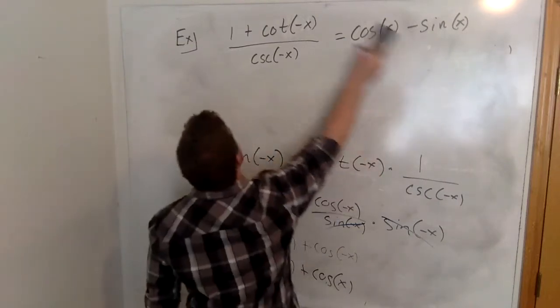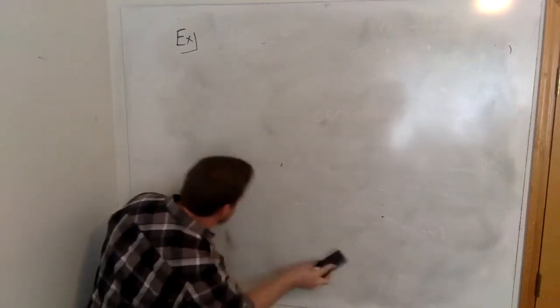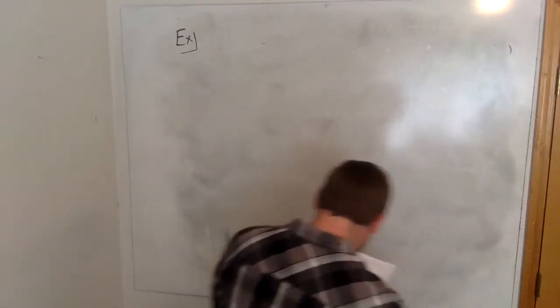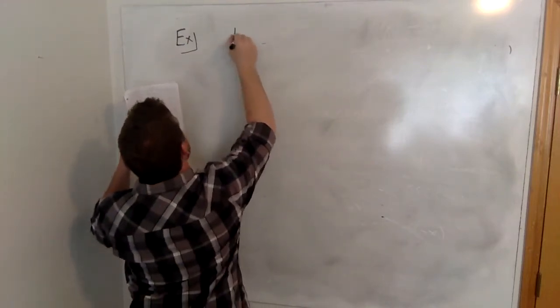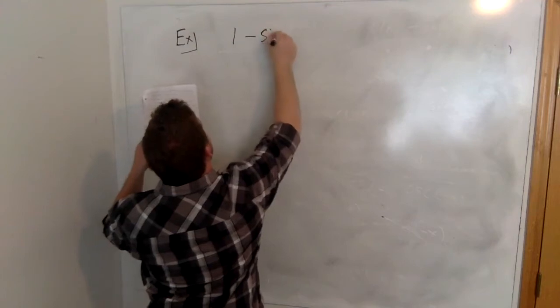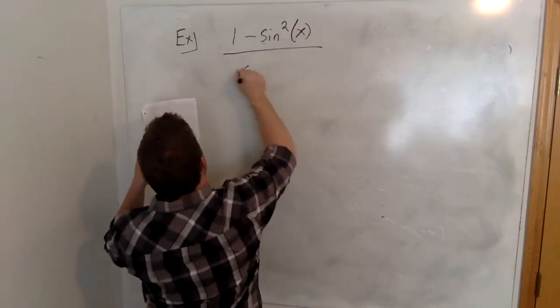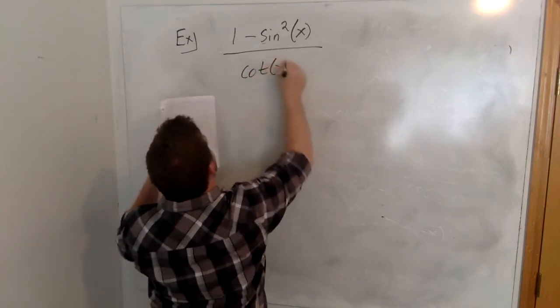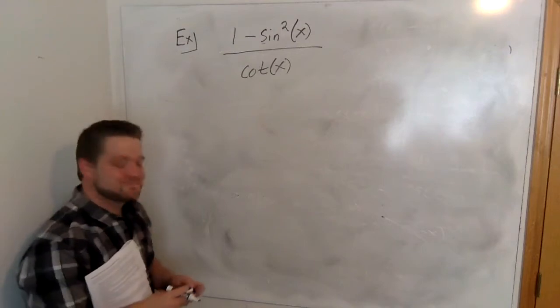Okay, let's do another one. Okay, let's say we have 1 minus sine squared of x all over the cotangent of x. Okay, pause the video and see if you can clean this up here.